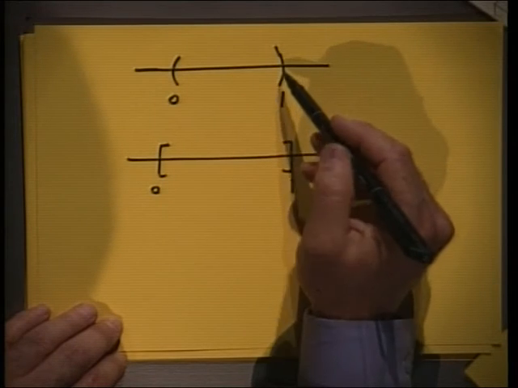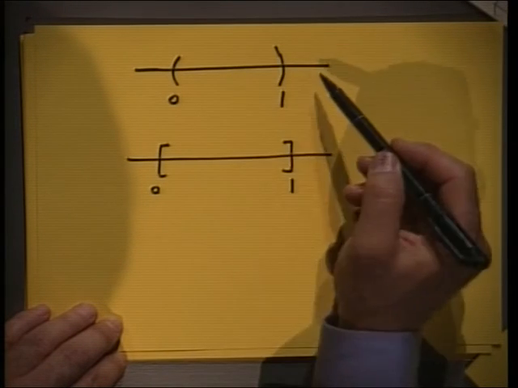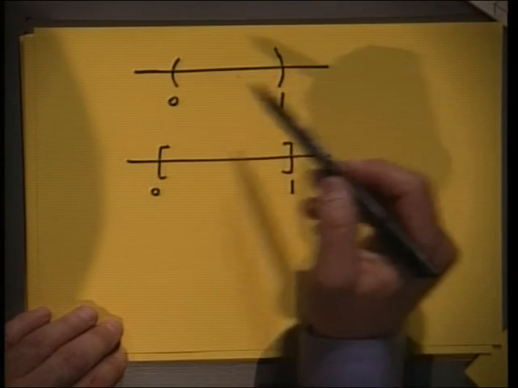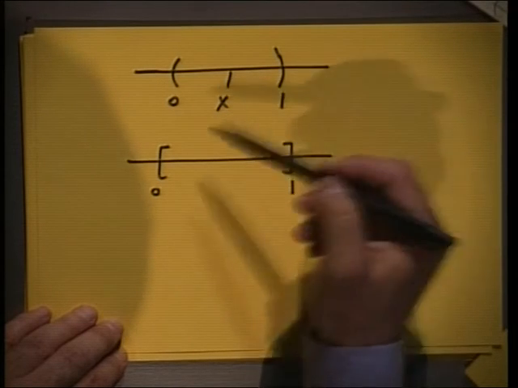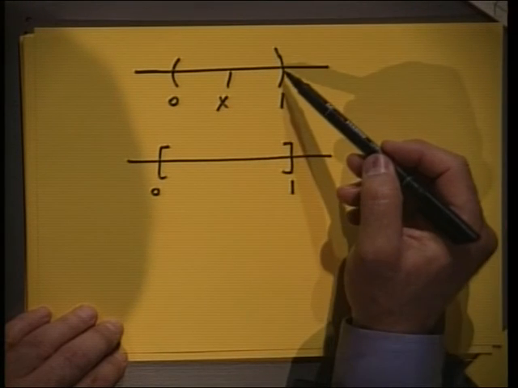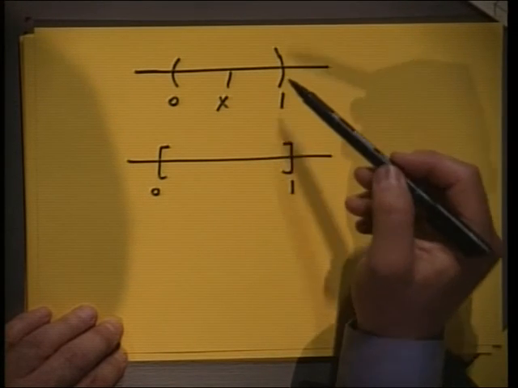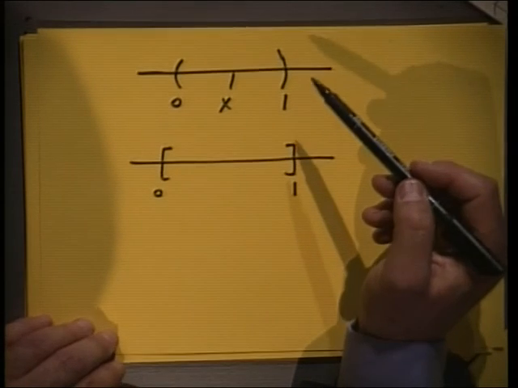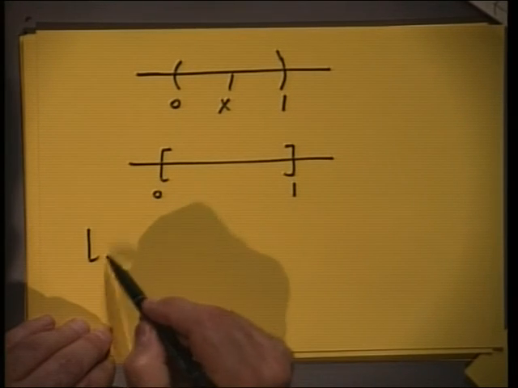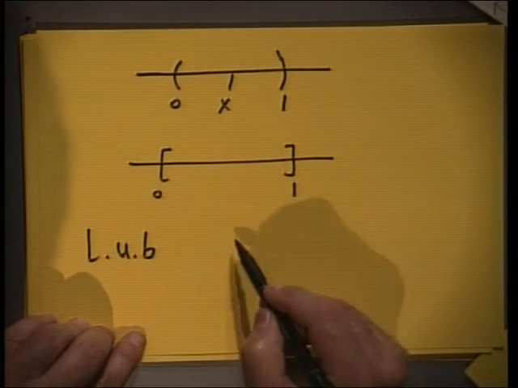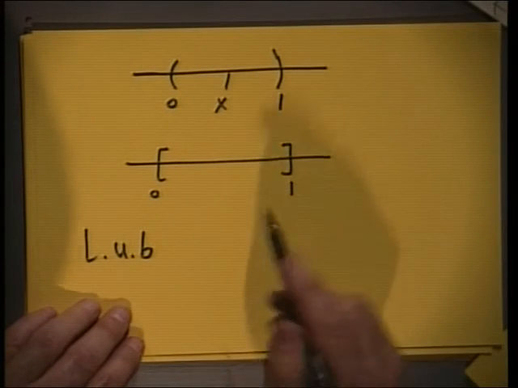The point 1, what about the point 1? How does it stand with regard to this set? In fact, any element in this set is surely less than 2, for example. But what about 1? We call 1 the least upper bound of the set. We write it this way, LUB, least upper bound, or sup.